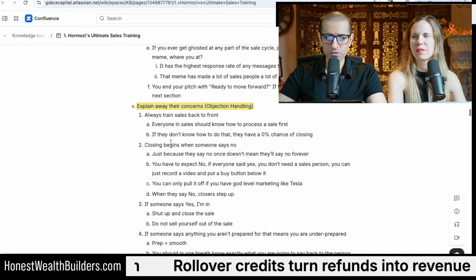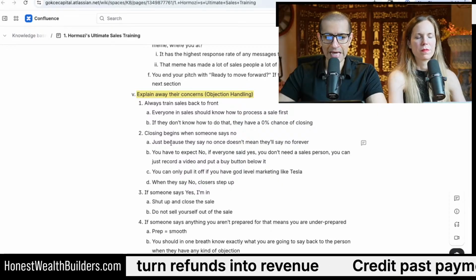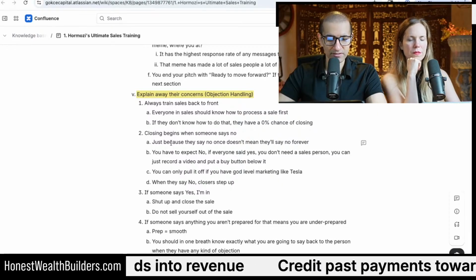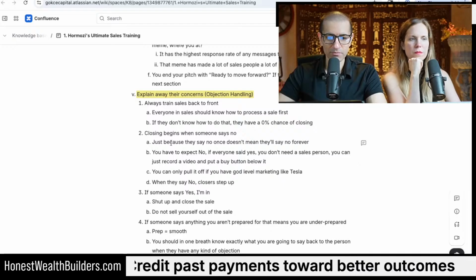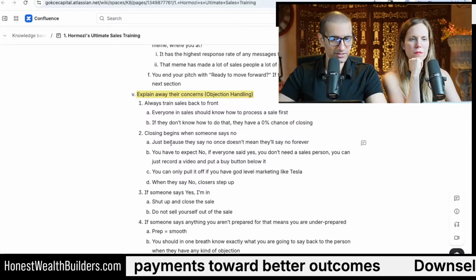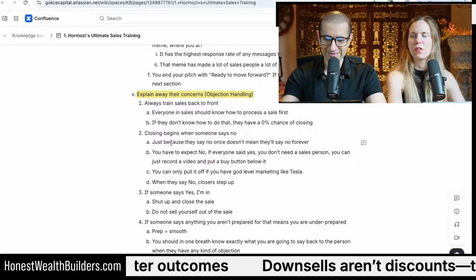You end your pitch with, ready to move forward? If they say no, move on to the next section. Okay, so now we're going into the meat. The heavy meat, which is pretty much the rest of the notes.